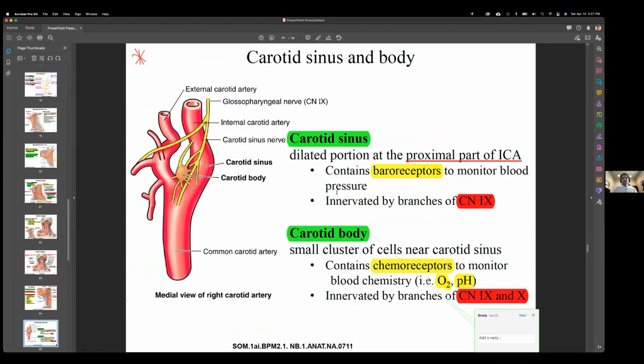Carotid sinus versus carotid body. Sinus deals with pressure, the baroreceptors, only cranial nerve 9. Carotid body is chemoreceptors. You deal with oxygen and pH. It deals with 9 and 10.